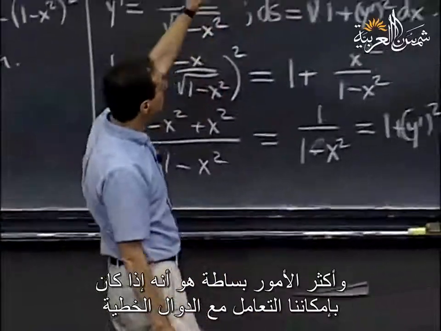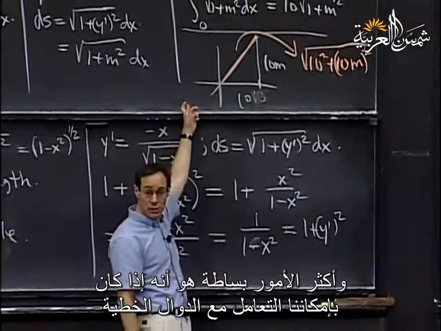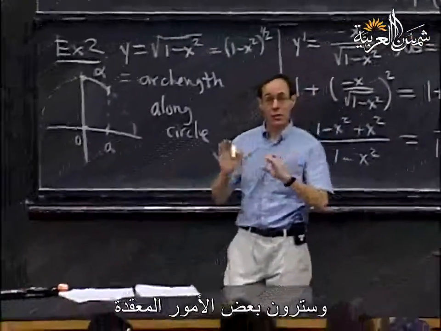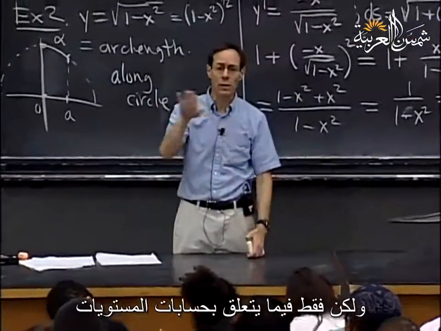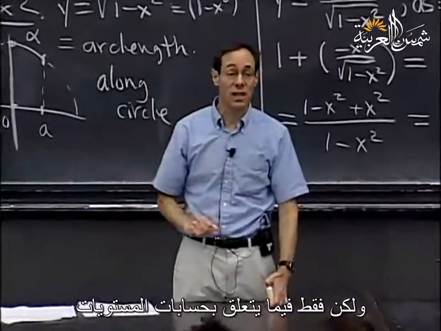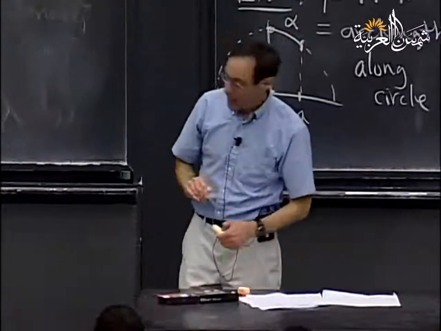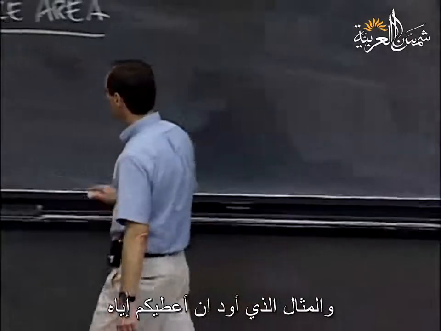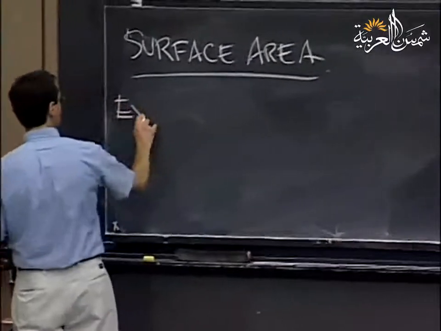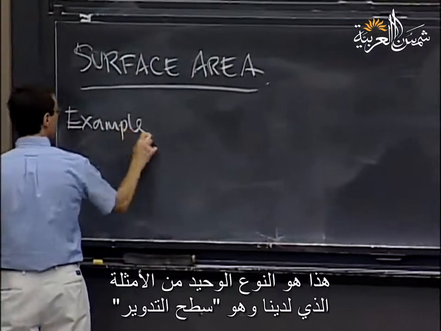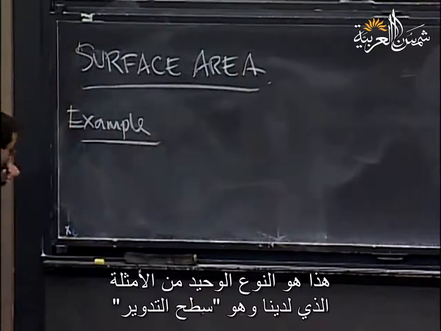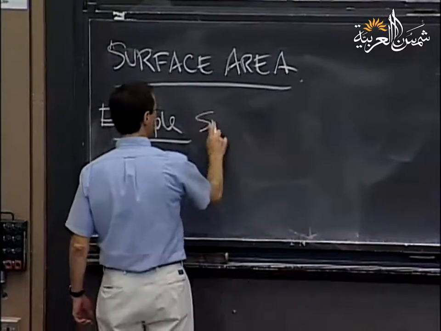And the simple things are, if you can handle things for linear functions, you know all the rest. So there's going to be some complicated stuff, but it'll really only involve what's happening on planes. So let's start with surface area. And the example that I'd like to give, this is the only type of example that we'll have, is a surface of rotation.